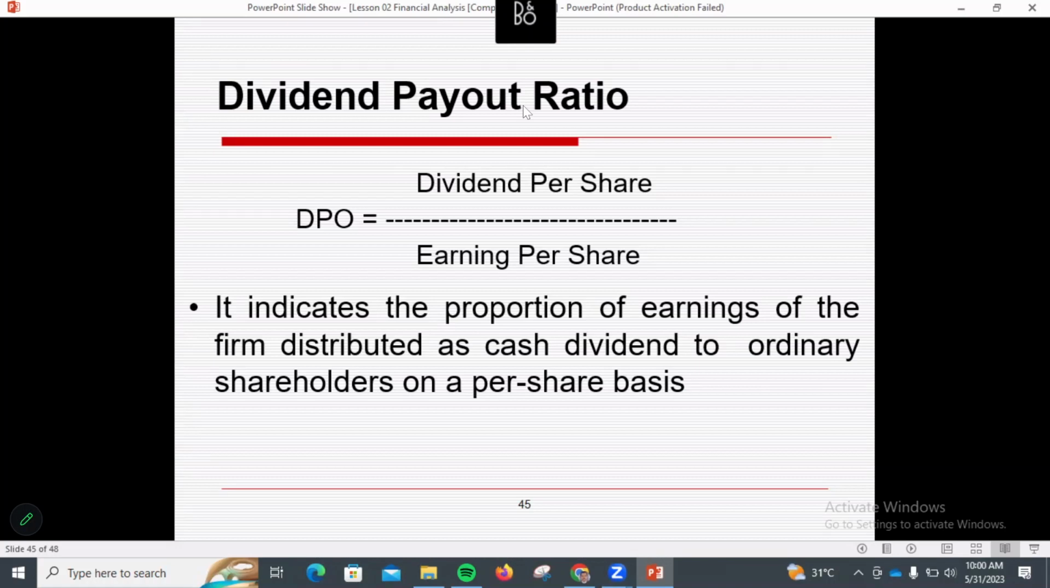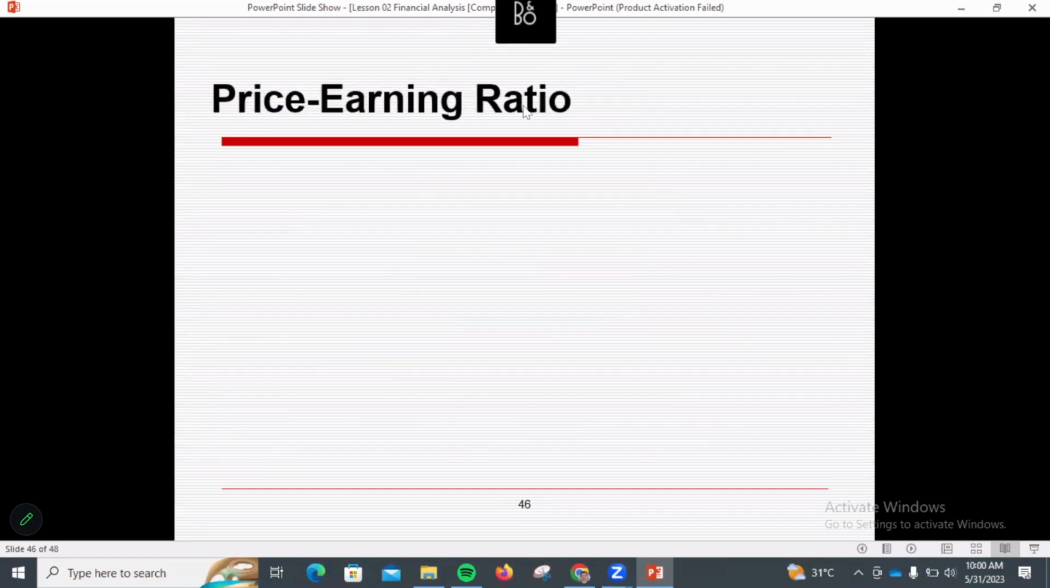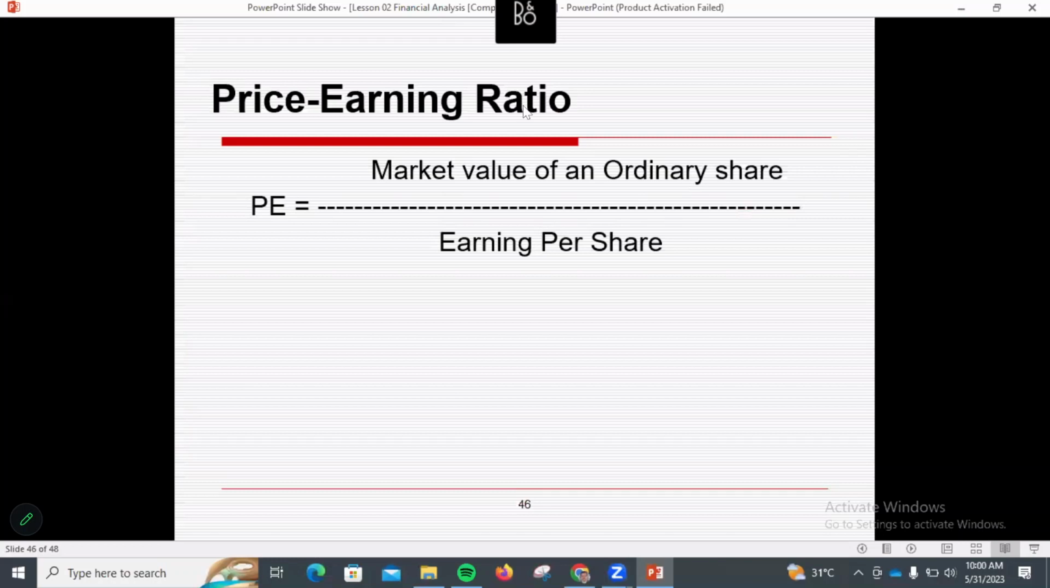They indicate the proportion of earnings of the firm distributed as cash dividend to the shareholders on a per share basis. It can also indicate the dividend policy of the firm: whether major earnings are distributed or only small portions of earnings are distributed. Then the price earning ratio is a market ratio very much used by investors.